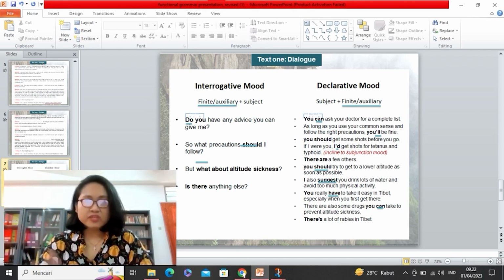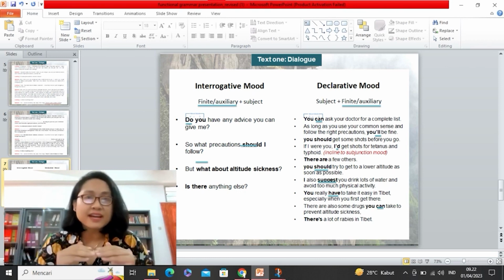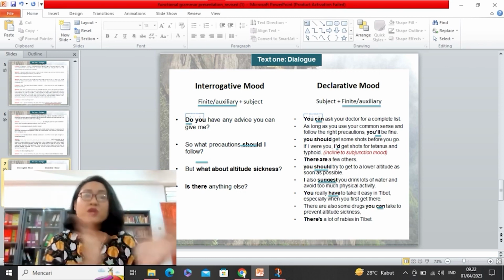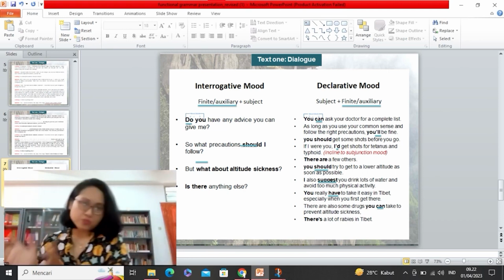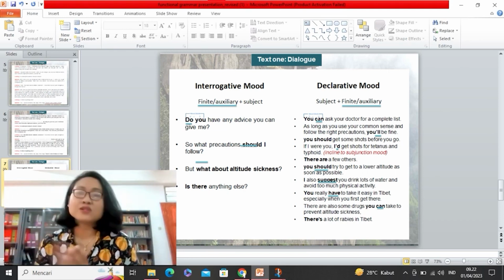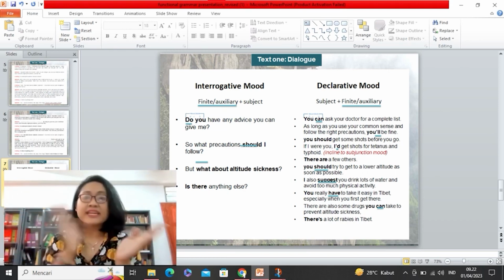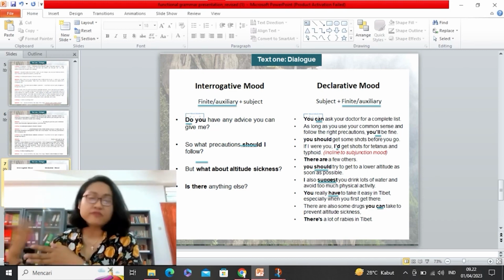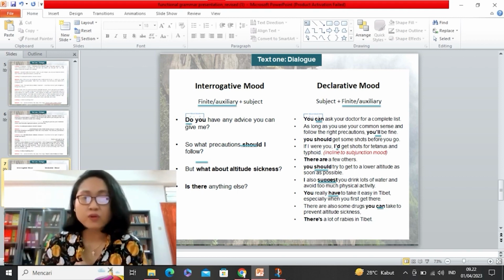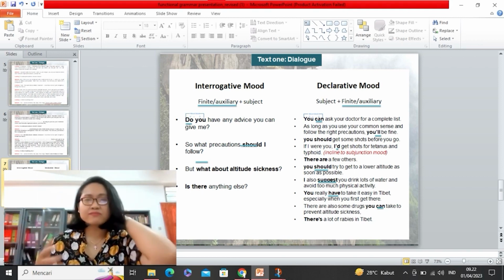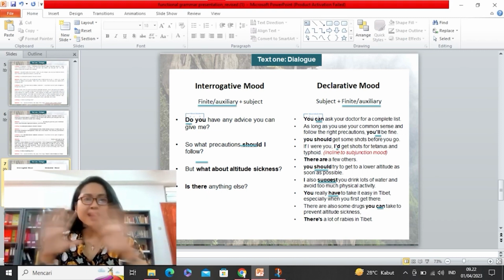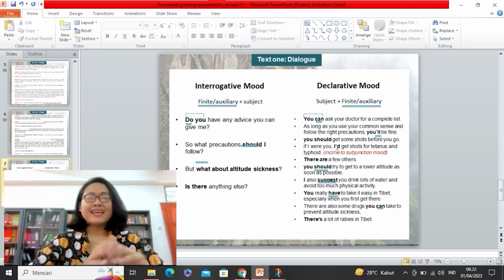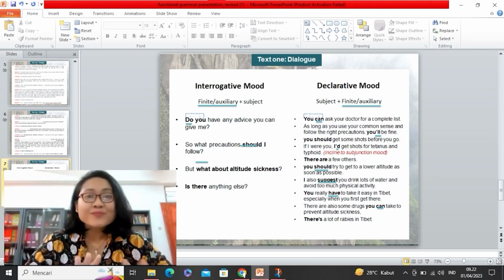Here we have bold, italic, and underline marking which are the verbs and which are the subjects. Also, in the declarative mood, the structure is subject plus finite verbs or modal auxiliary verbs. We've also bolded and marked these. Now let's see what function is expressed in the text.